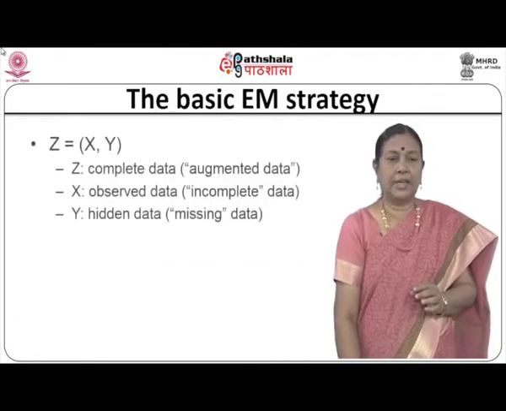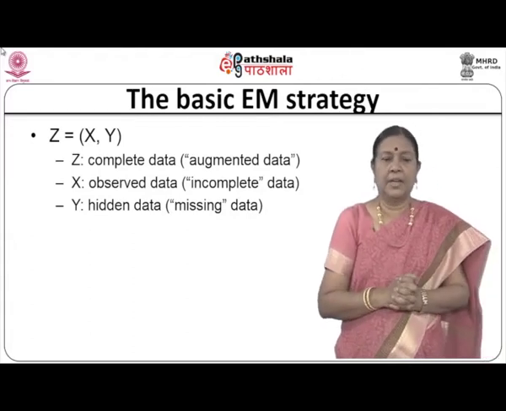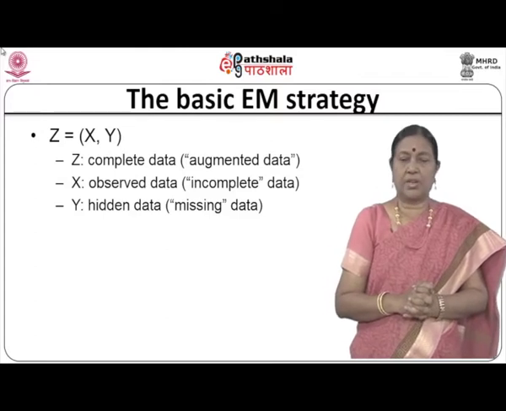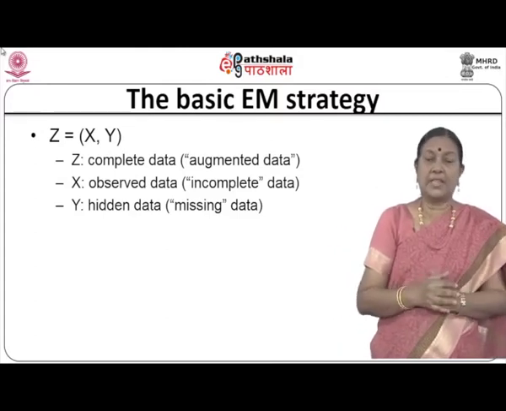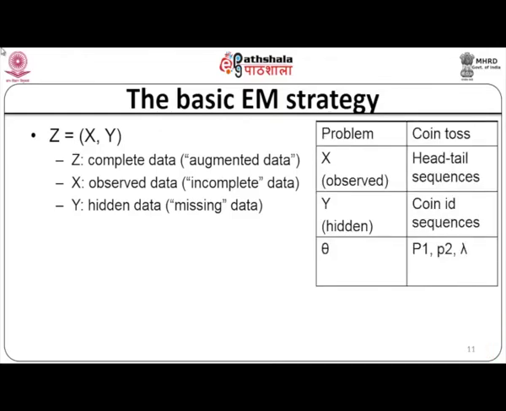Okay. So, the basic EM is you have complete data, which is the augmented data. X is the observed data, or what is called incomplete data, and Y is the hidden data, which is called the missing data. For example, if you have a coin toss problem, the observed can be the head tail sequences. We will take an example and see. Y is the hidden, which could be which coin you are using. So that could be coin ID sequences, and theta is the parameters of the model.